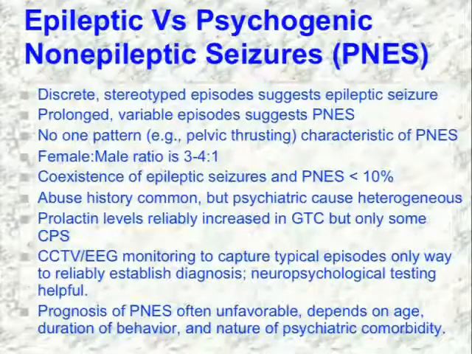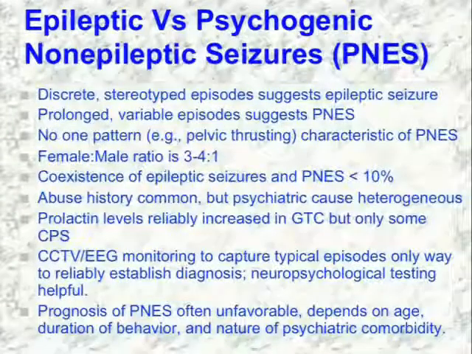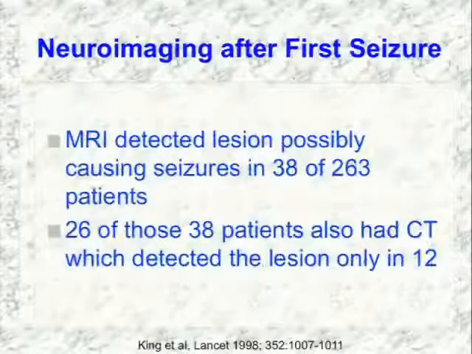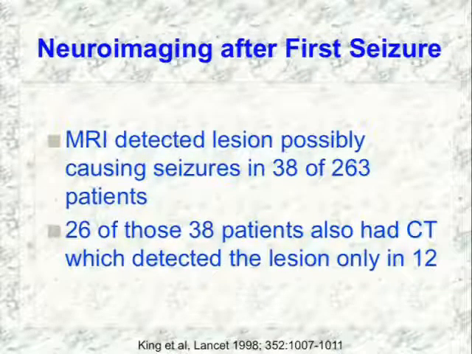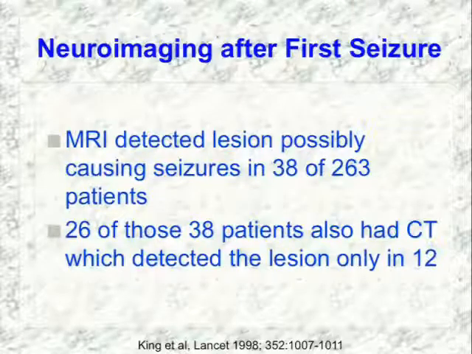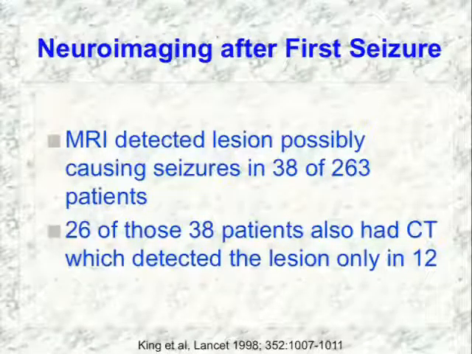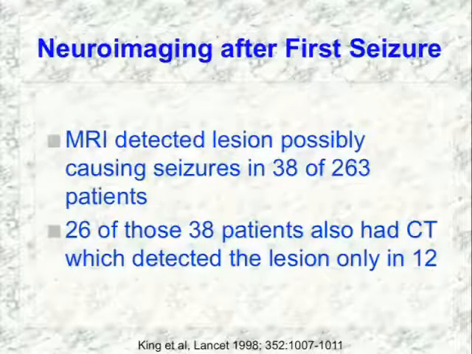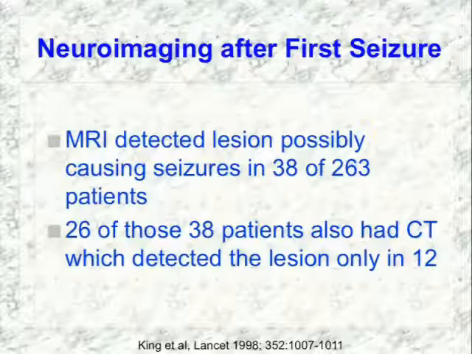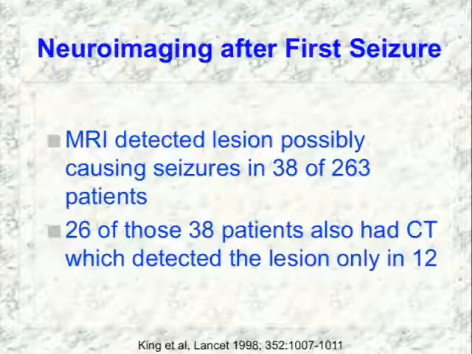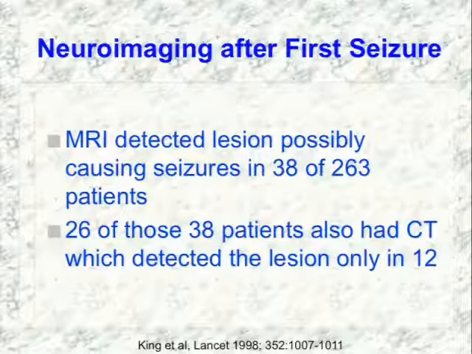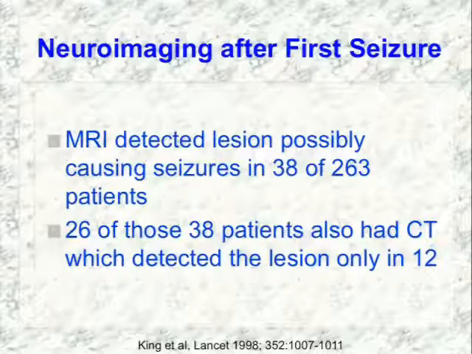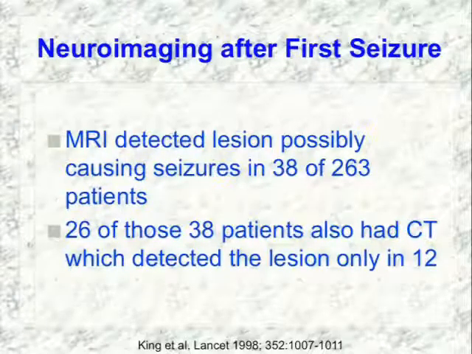The prognosis of this is often unfavorable, but it depends on a lot of factors in terms of the age of onset, how long it's been going on, and the underlying emotional causes. But you will all see this during your residency. Then neuroimaging. We do neuroimaging on nearly all these patients. MRI has a higher yield than CT scan, so typically we want to do MRI and not CT as the initial workup of these patients. However, in people who have a first seizure, the yield is relatively low. It's probably in the range of 15% of patients that have a cause for their seizures identified at MRI after a first seizure.